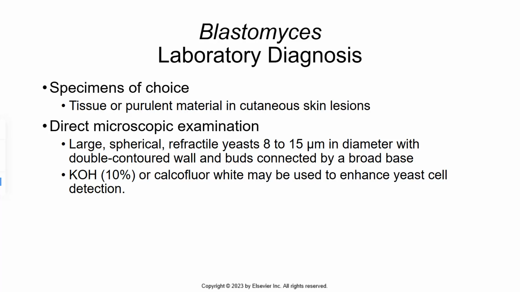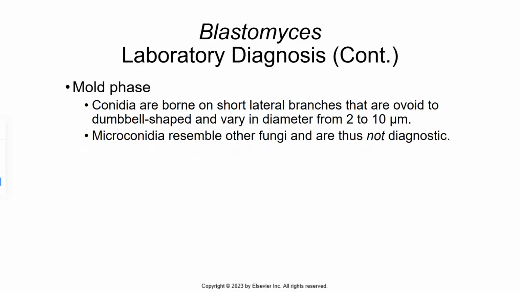Specimens of choice would be tissue or purulent material from cutaneous skin lesions. Direct microscopic examination would show large spherical refractile yeasts with a double contoured wall and buds connected by a broad base. Potassium hydroxide or calcofluor white may be used to enhance yeast cell detection. In the mold phase, conidia are borne on short lateral branches that are ovoid, dumbbell-shaped, and vary in diameter. Microconidia resemble other fungi and are thus not diagnostic.